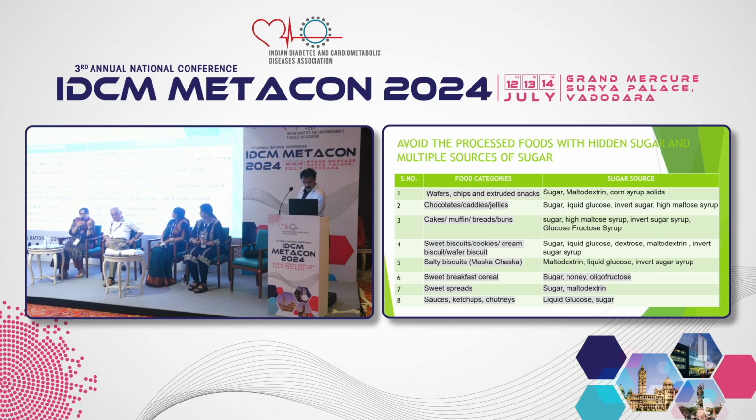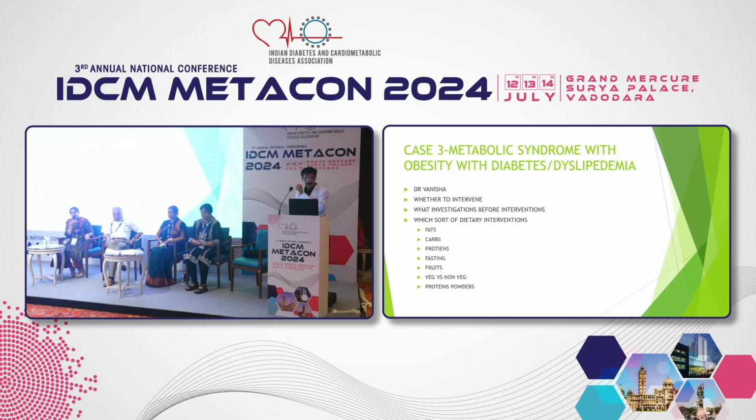That is the problem. The salty biscuit, I have purposely named Maska Chaska, because that is one where we least expect sugar to be there, but it has maltodextrin, liquid glucose, invert sugar syrup. Some of the breakfast cereals, the sweet spreads like the peanut spread, the sauces, ketchups, chutneys. Many of these foods also have hidden sources of sodium in the form of MSG, the leavening agents, etc. So we have to be very, very careful with all these.